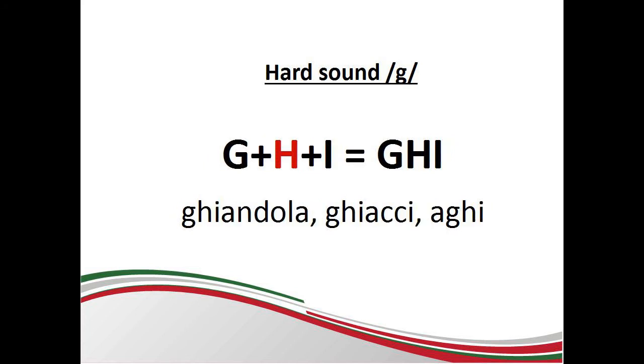G-H-I is spelled gi. Ghiandola, ghiaccio, aghi.